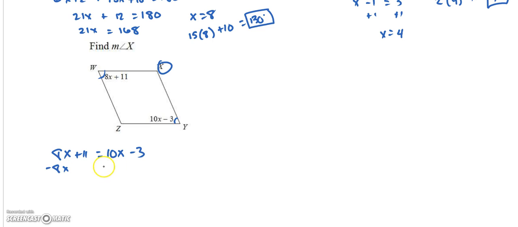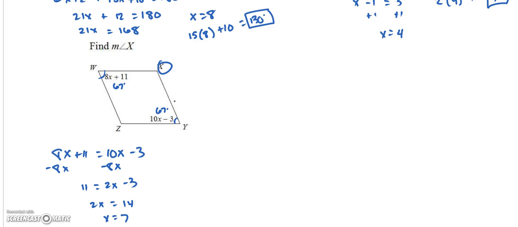Let's get 8x over there. So I get 11 equals 2x minus 3. 2x equals 14. x equals 7. So each of these angles, let's see, 8 times 7 is 56 plus 11, 67 degrees. Hopefully this works out as well for angle Y. 10 times 7 is 70 minus 3. That gets me 67 degrees.